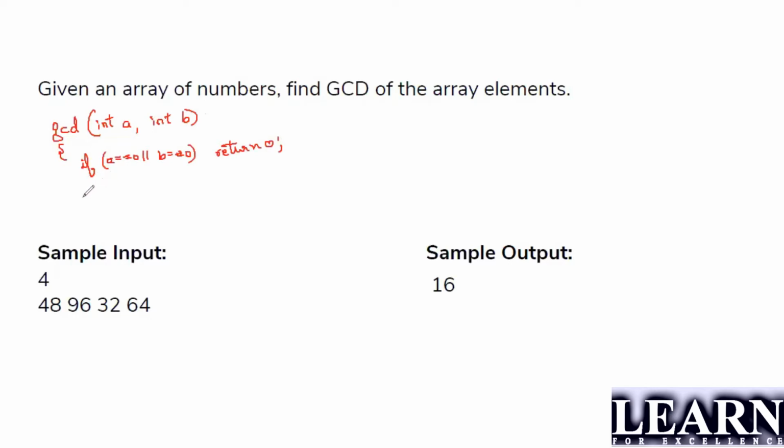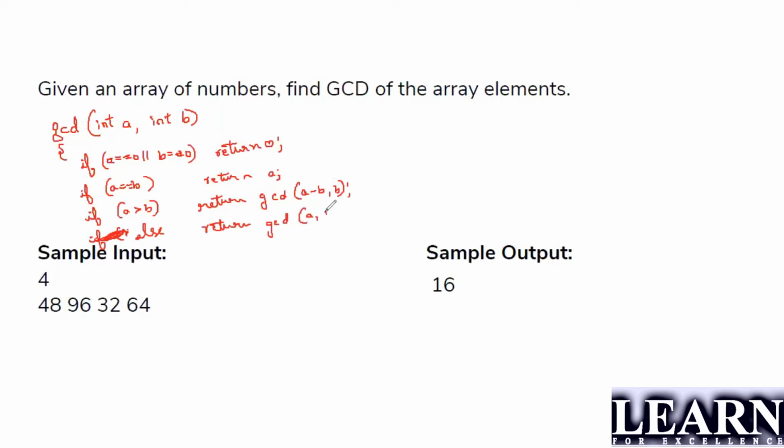Next, else if, or I can just give if here: if A is equal to B, then I'll return A, or you can return B also. Next condition, if A is greater than B, then I will return the value by reducing it: return GCD of A minus B, comma B. And if B is greater, that is nothing but else. Else I can return the reverse of it: return GCD of A, comma B minus A.